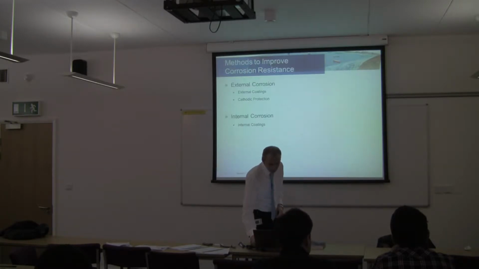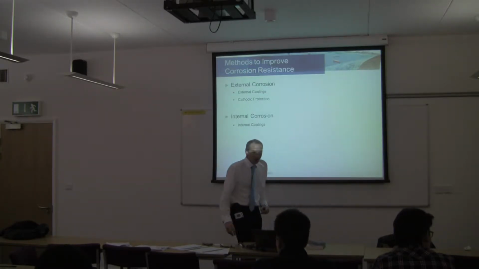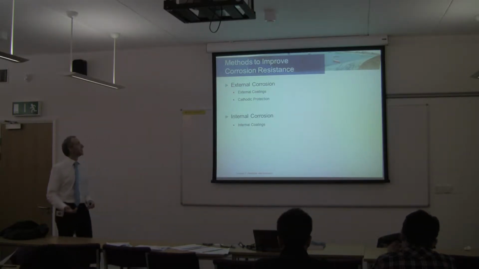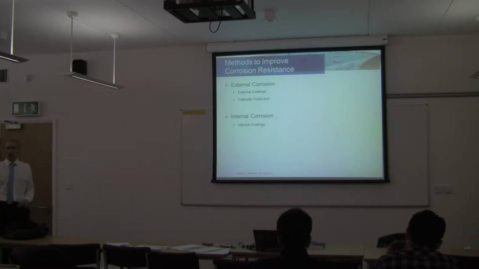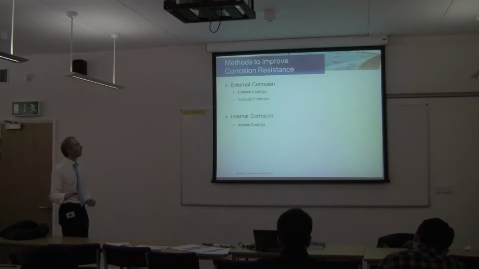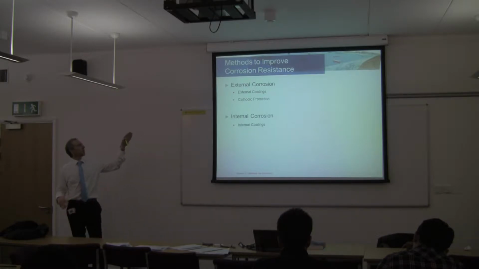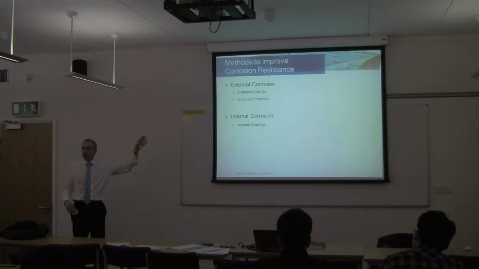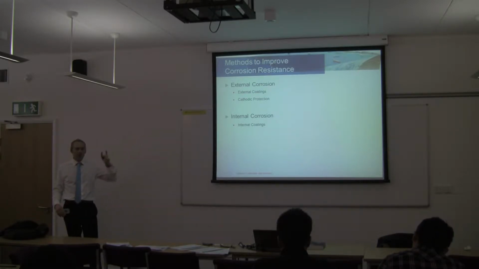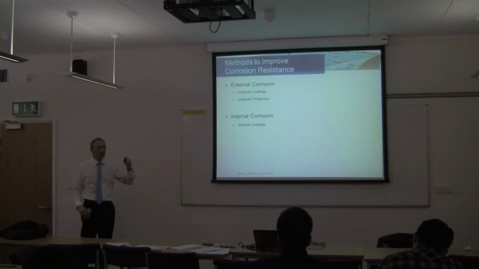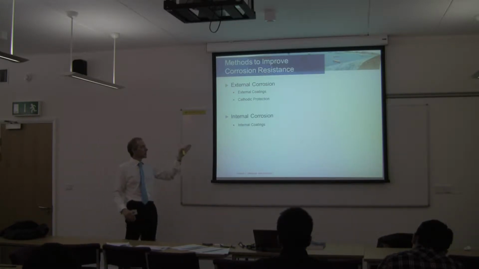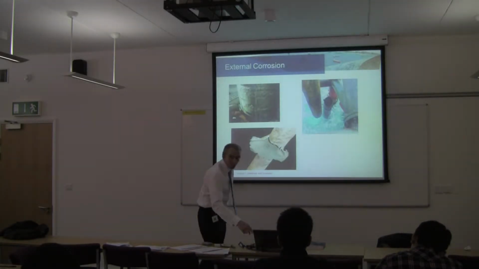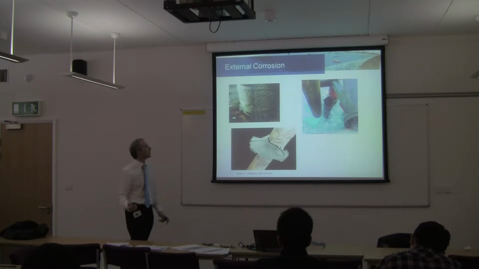Okay, so if we move on. Methods to improve the corrosion resistance, and this is what we're going to be talking about now in the next half an hour or so. The external corrosion and internal corrosion. For external corrosion, to help prevent it, you've got two methods, coatings and cathodic protection. And in internal, you can use coatings or inhibitors, as I mentioned earlier.